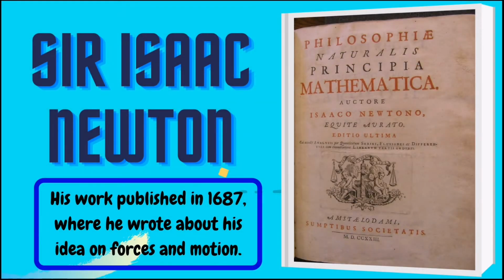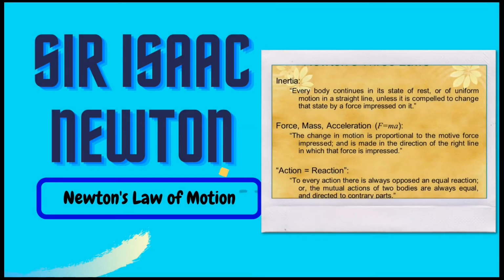In his work known as the Principia, published in 1687, Newton wrote about his ideas on forces and motion and readily acknowledged his debt to Galileo. He created 3 laws today called Newton's laws of motion. Then what are these 3 laws all about?